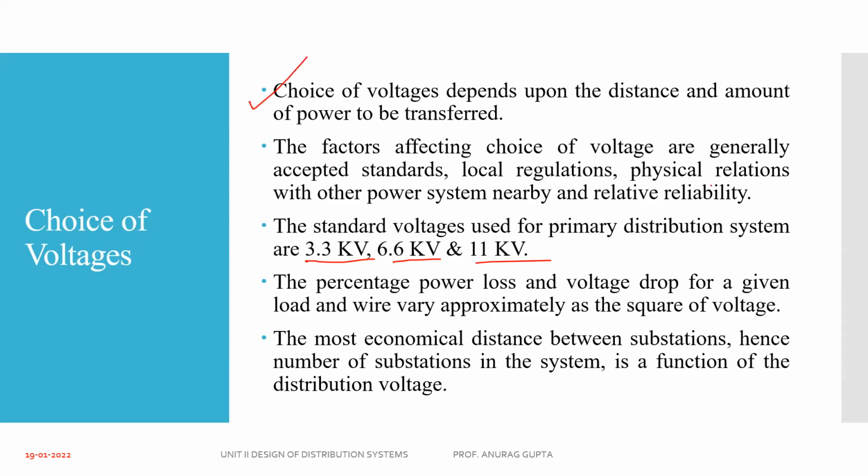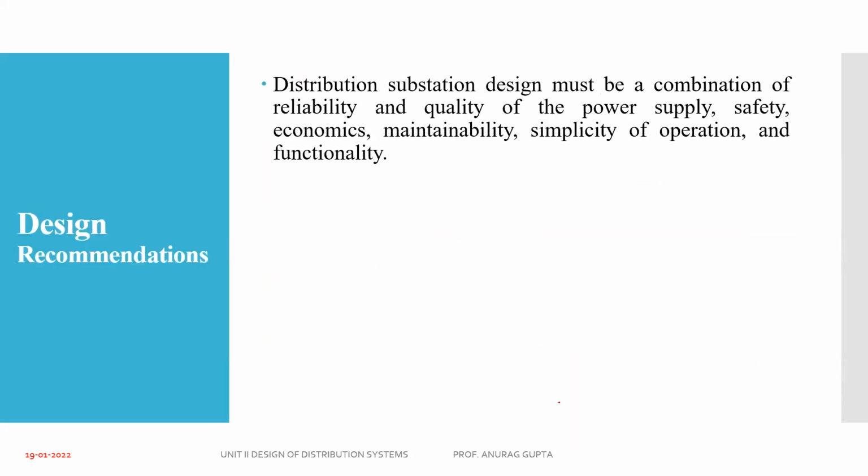The factors affecting choice of voltage are generally accepted standards, local regulations, physical relations with other power systems nearby, and relative reliability. The percentage power loss and voltage drop for any given load and wire vary approximately as the square of voltage. Keep in mind that power loss and voltage drop will vary for the different types of system we already discussed. But the most economical distance between substations and the number of substations in the system is a function of voltage.